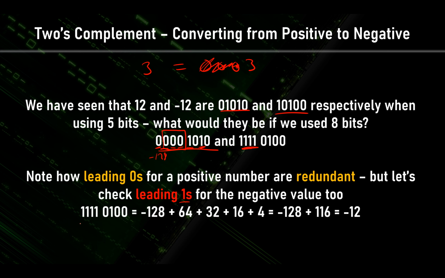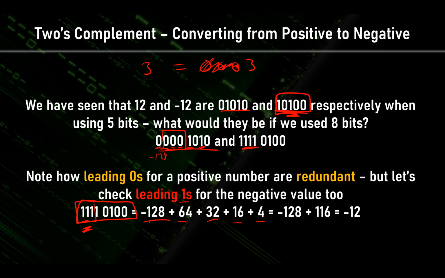So this was our representation of minus 12 if we're doing it in 8 bits, whereas this was our representation of minus 12 if we're using 5 bits. And we'll see that this actually works because the first one is minus 128, plus 64 gets us to minus 64, plus 32 gets us to minus 32, plus 16 gets us to minus 16, and then plus 4 gets us to minus 12. So what we've done is added these 3 extra ones just to make it up to 8 bits, and these 3 extra ones are going to have no effect.